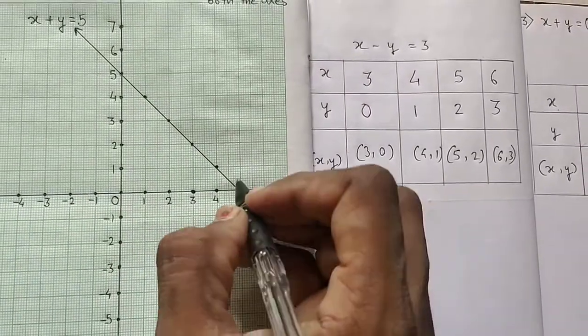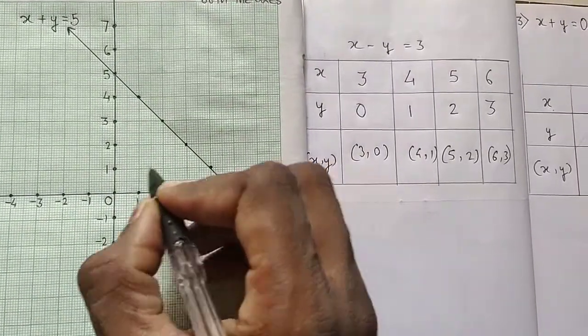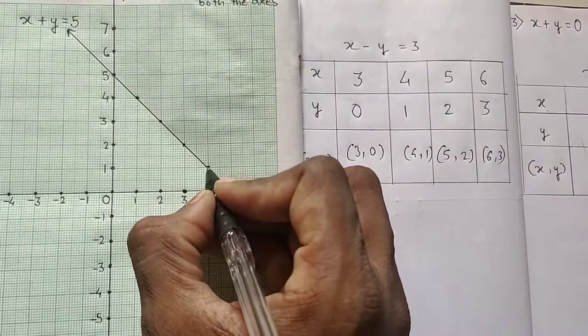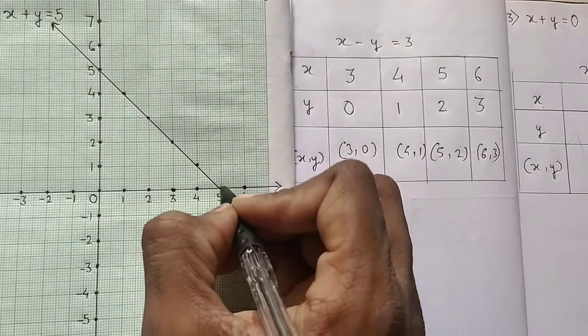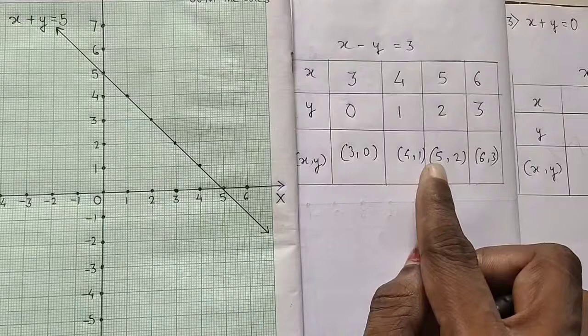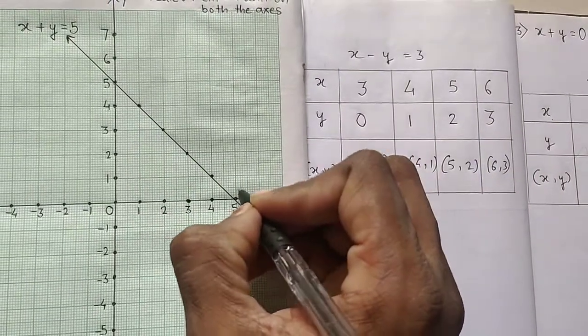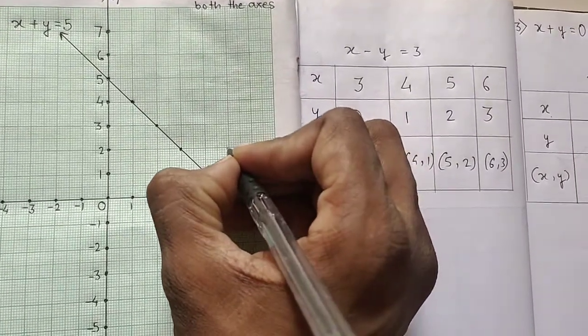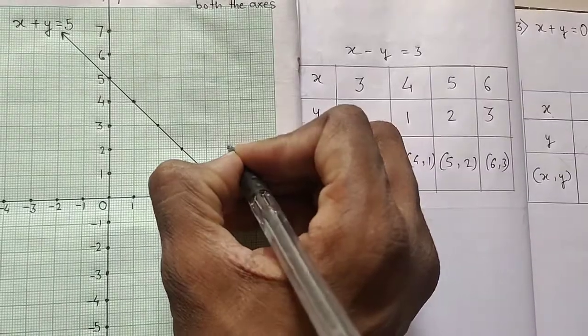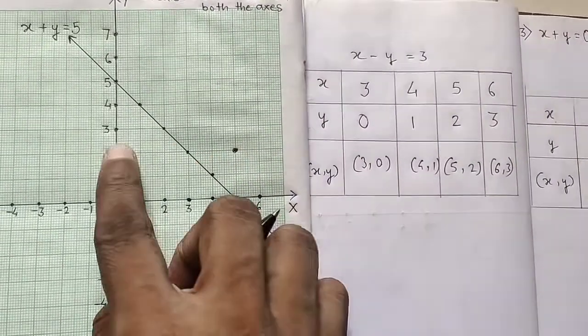Next one is what? 4 comma 1. So x 4 and y 1. So 4 comma 1 is already there. Then 5 comma 2. See this one, 5 comma 2. So x 5 and y 2. So this is y 2. Okay, x 5 and y 2.